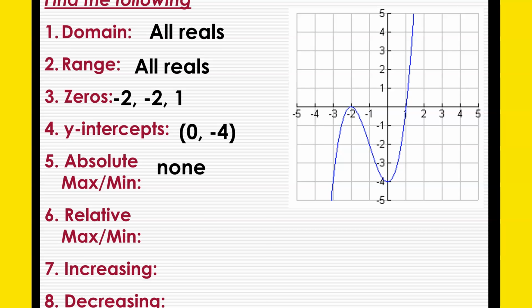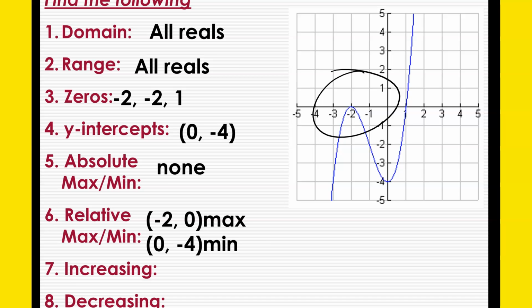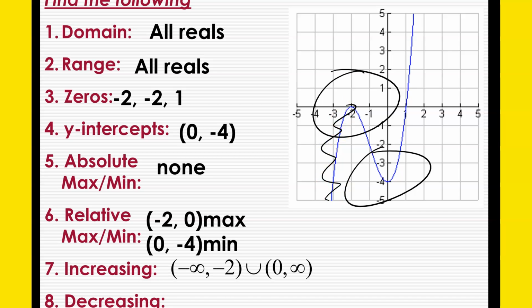The absolute maximum, it doesn't have one because it goes on forever. The absolute minimum is also none. The relative maximum would be what? Right here. -2, 0 if you gave the ordered pair. And the relative minimum is 0, -4, again if you gave it as an ordered pair. All right, where's the function increasing? It's increasing all throughout here, which is from negative infinity to -2. And it's also increasing from here to here, which is 0 to infinity. You'll want to say -4, but don't do it. And it's decreasing right there from -2 to 0.